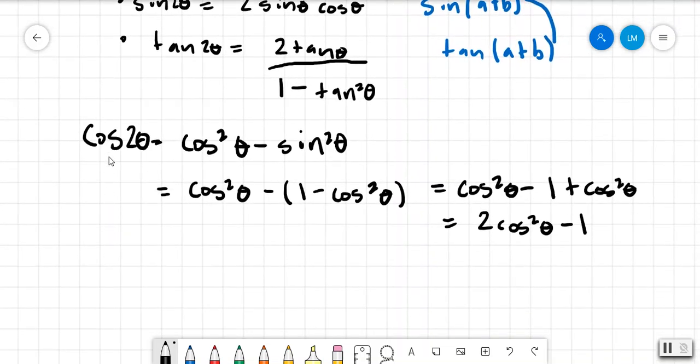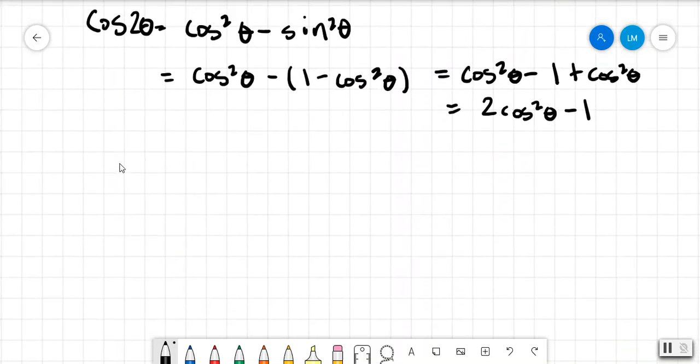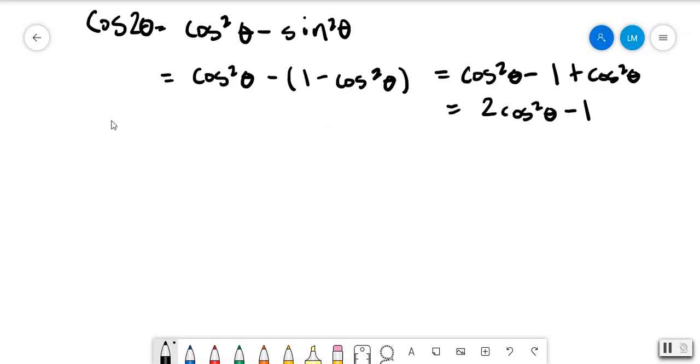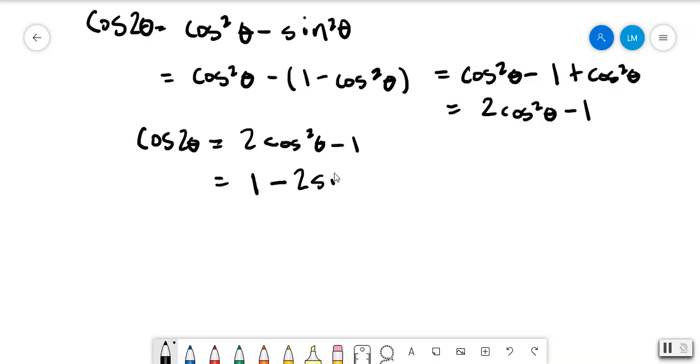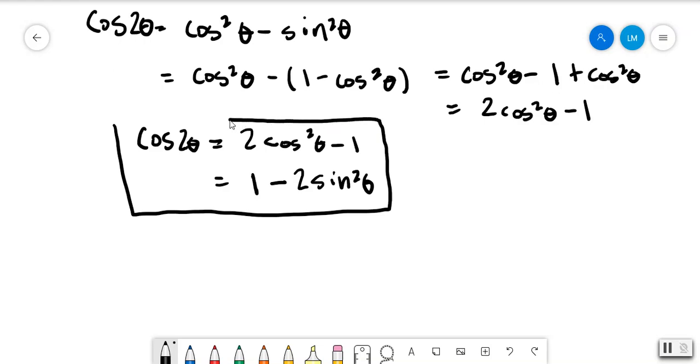which basically tells us that there's another way that we can rewrite cosine 2 theta. It's as this equation over here. So we have another formula: 2 cosine squared theta minus 1. But we also have another double angle identity for cosine 2 theta. If we rewrite it in terms of sine, similarly, we get 1 minus 2 sine squared theta. So these are our other two formulas.